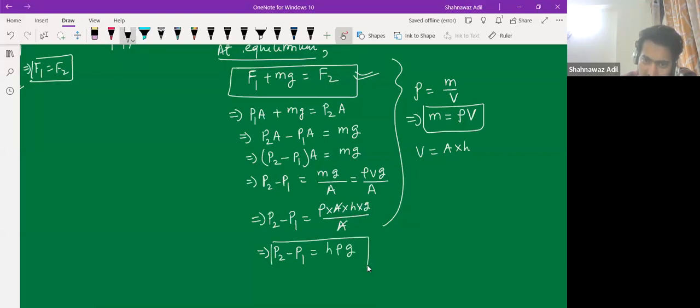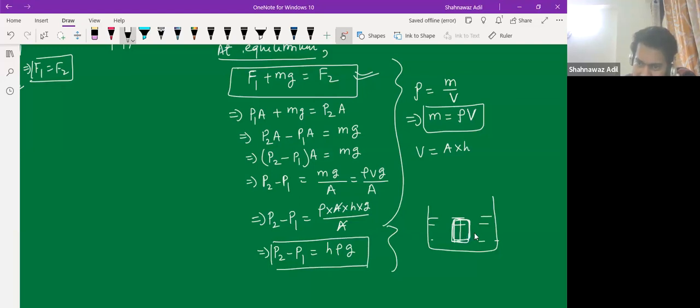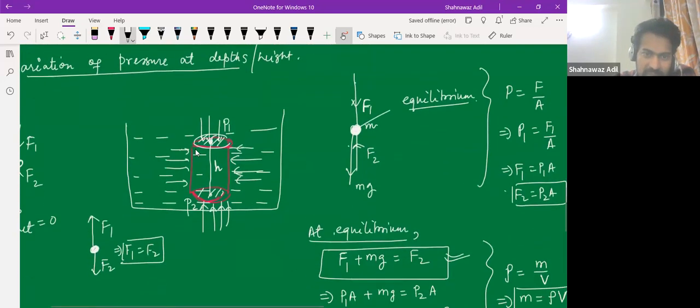So this is how the pressure varies with height. This height we know, right? This was the height at which we placed this thing. So this was the height of this object, and this will be the variation of the pressure due to this height.